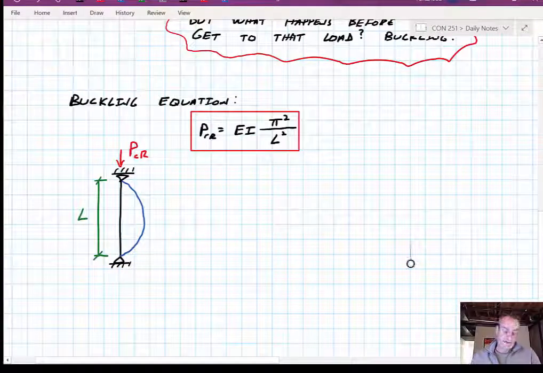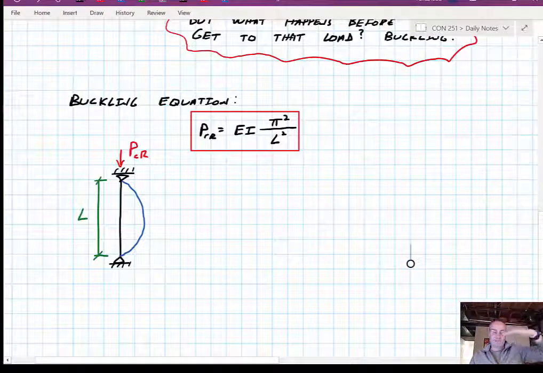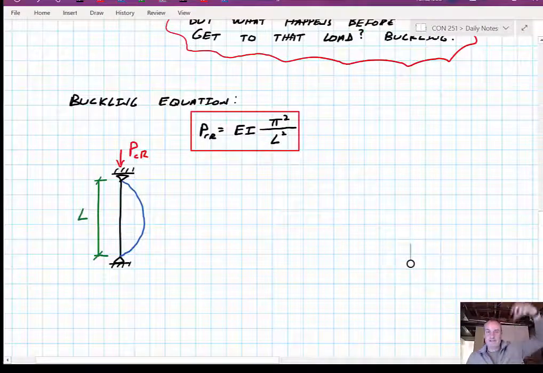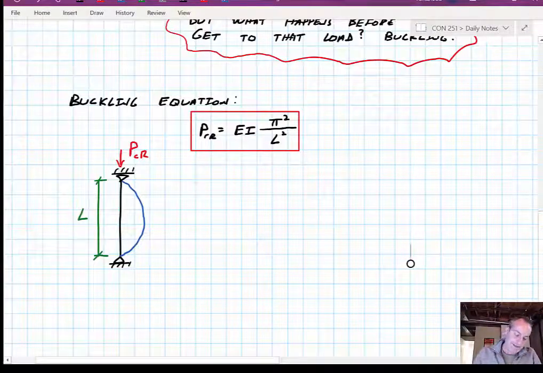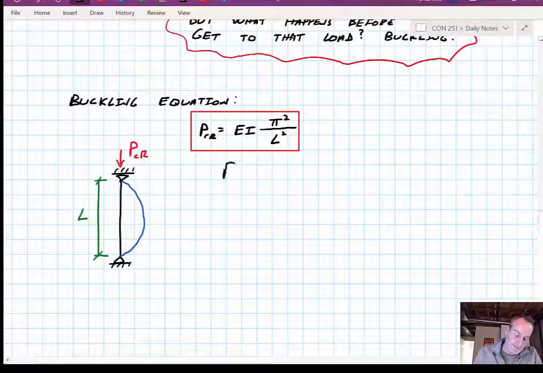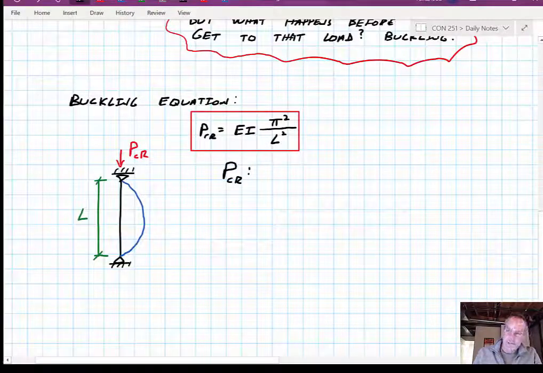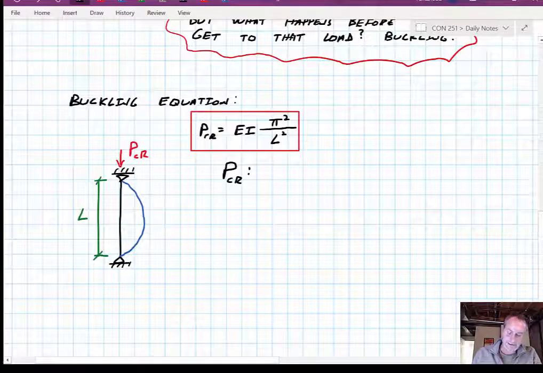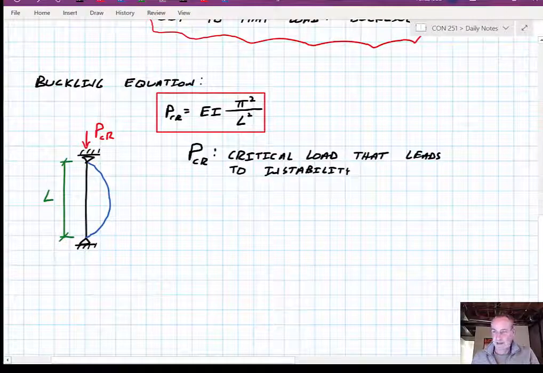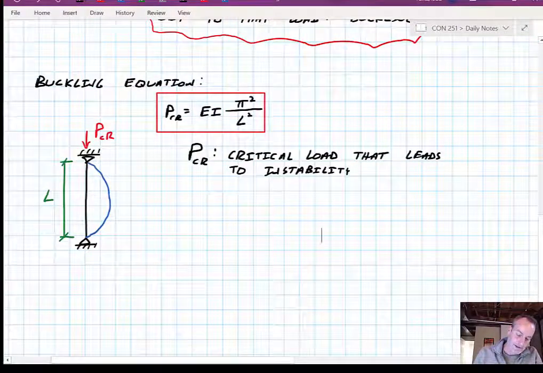So here I see I have a column that's being pushed with some force P. I'm calling that force P sub CR, meaning the critical force or critical load, over a length L, that's the height of our column. And I can see I have that little blue shape, which would be like my buckling load, right? So to define these variables, our P sub CR, like I said, is our critical load that leads to this instability. And of course, instability just means that it is buckling. So if I continue to apply that load, it will fail.